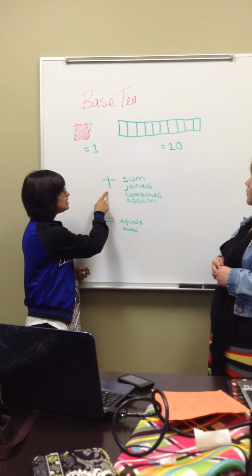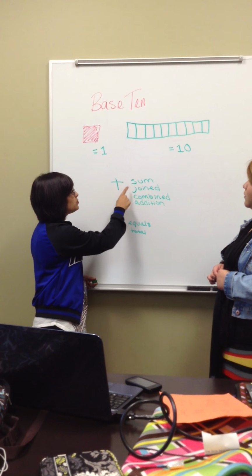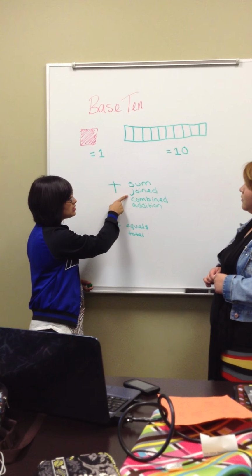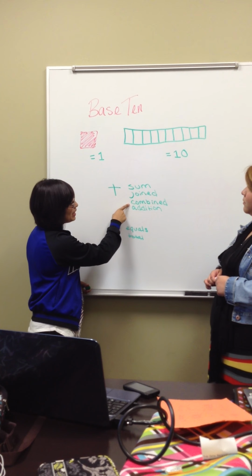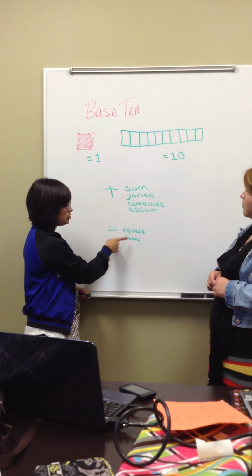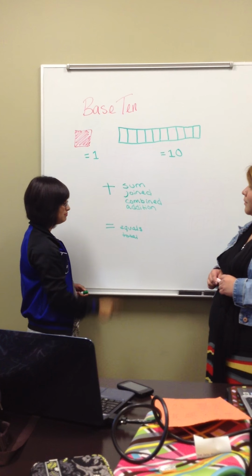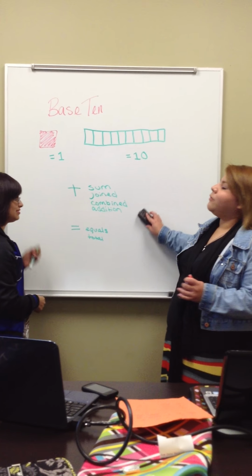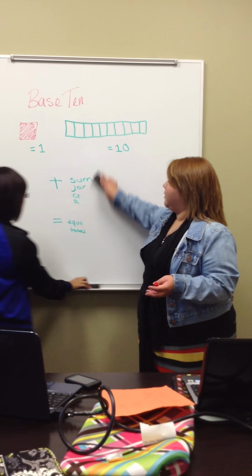Okay, so this is an addition symbol, and it can also mean summed or joined, because you're joining or combining two numbers. And this is an equal sign, which just means equals or total. So we're going to go ahead and start up with a couple of examples so y'all can get the gist of it.